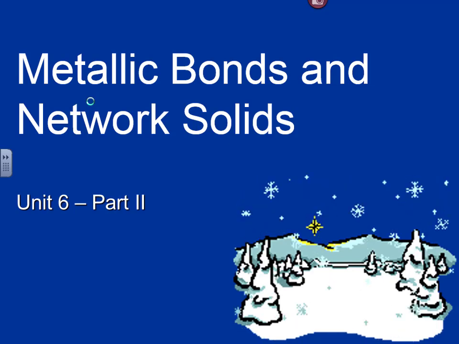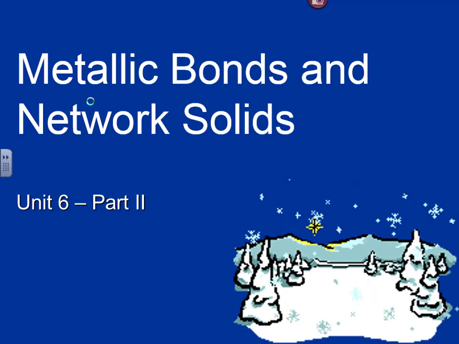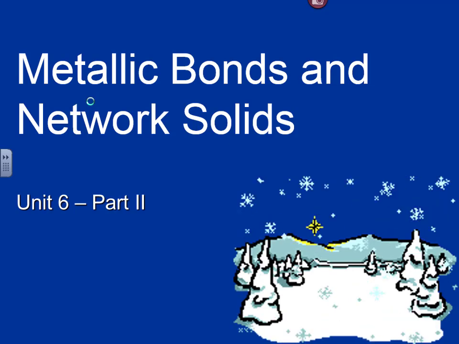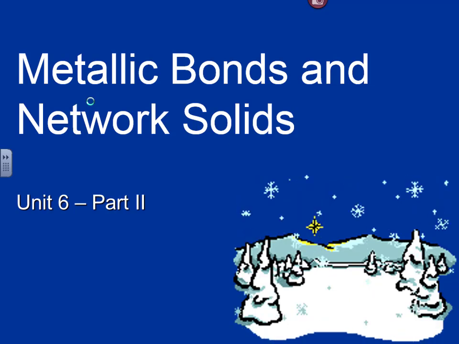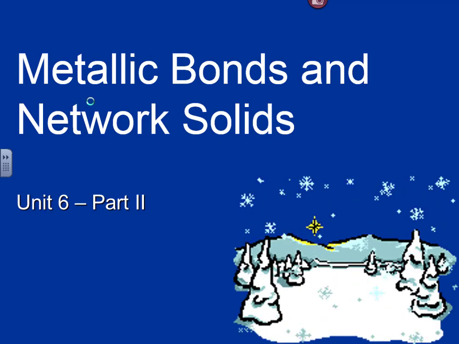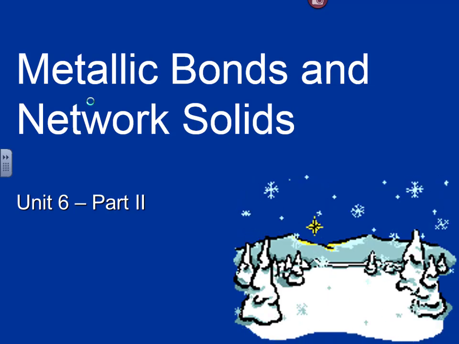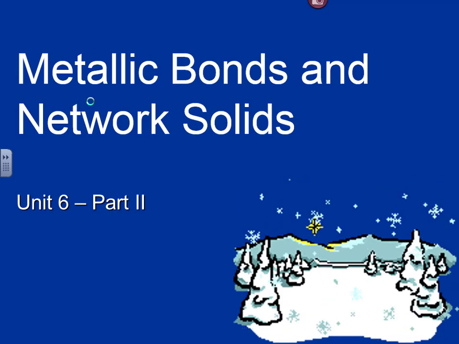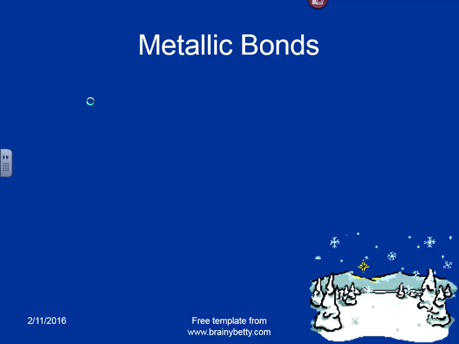There are 2 other types, metallic and network solids, that don't make up quite as many compounds as the first 2, but they are out there, so we're going to touch on them and talk about what makes them different than the others. The last thing we're probably going to end up doing next week is filling in the bonding chart that compares all 4 types of bonding so that you can see what the differences and similarities are all in one spot. We'll see if we get that far today, but I wouldn't be surprised if we don't. So metallic bonds and network solids.